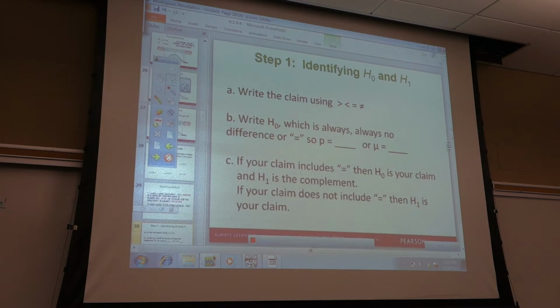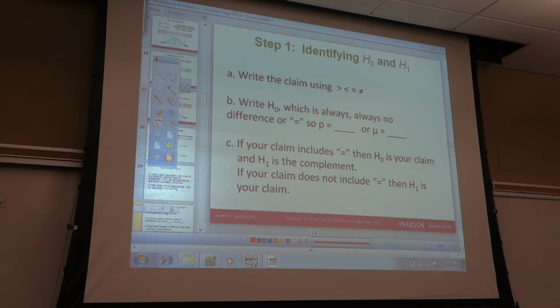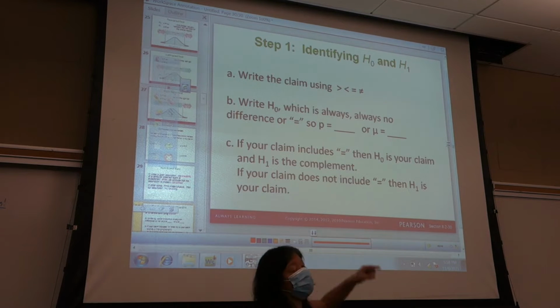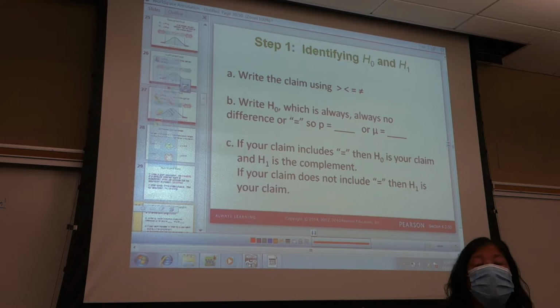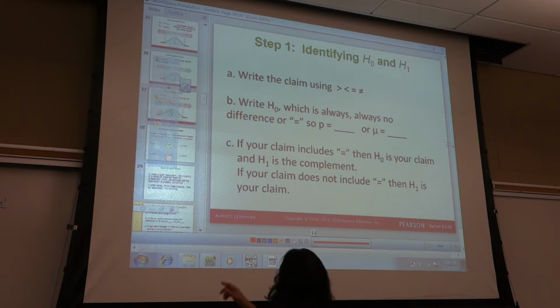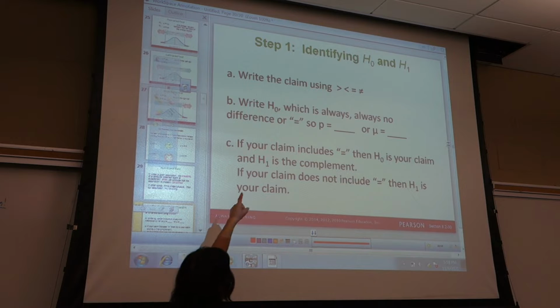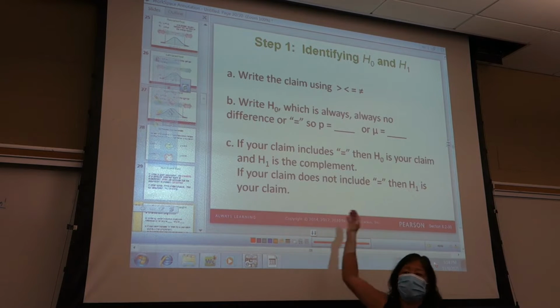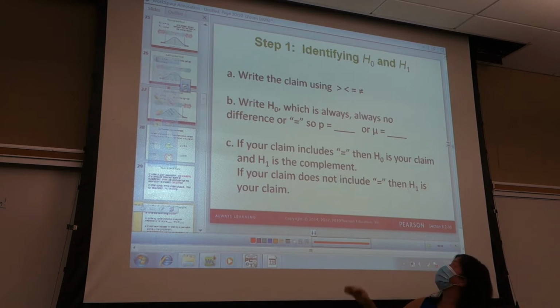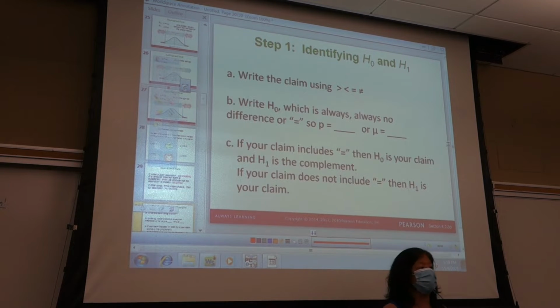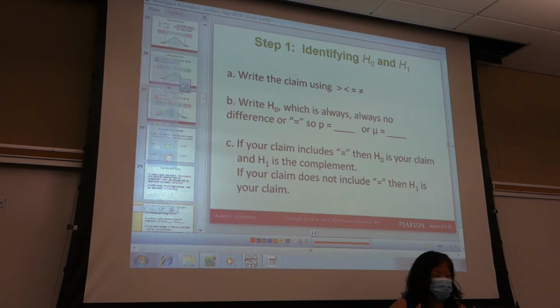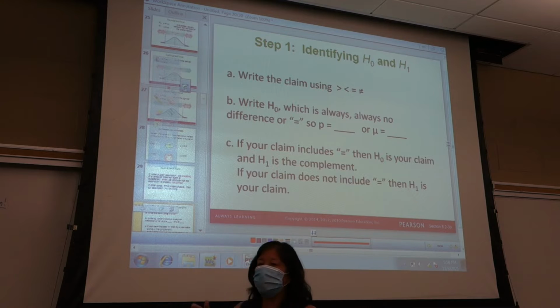All right, so here are the steps for identifying H0 and H1. First, write the claim using less than, greater than, equal to, or not equal to. Then, write down H0, which is always, always, always what? Equals, always equals. So, P equals something or mu equals something. You're not supposed to fill these blanks in, by the way. I'm just saying that P equals something or mu equals something. Right? There should always be equals. So your claim is going to be mu equals blank or P equals blank.